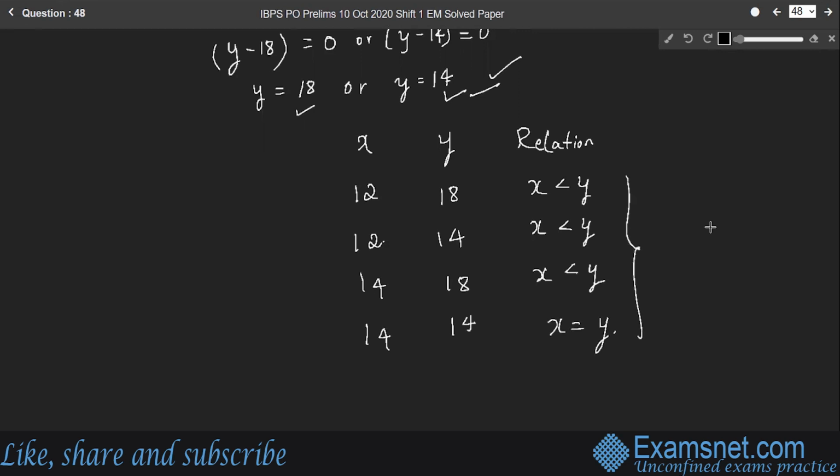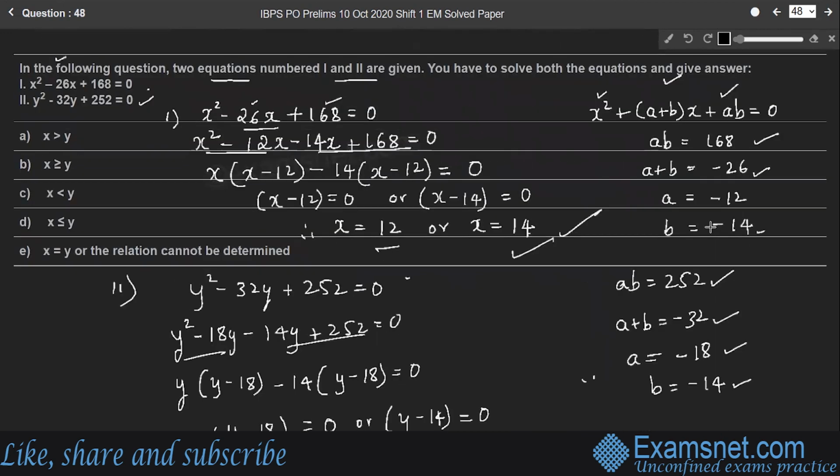Therefore, we can conclude that by taking these four relations, x is less than or equal to y. Right? So in three cases, x is less than y. In one case, x is equal to y. Therefore, x is less than or equal to y. Therefore, option D is the right answer.